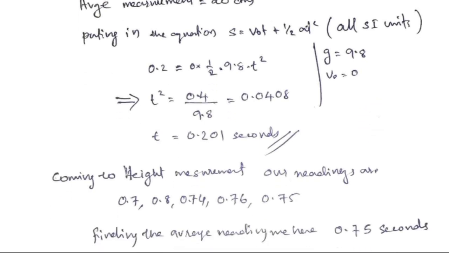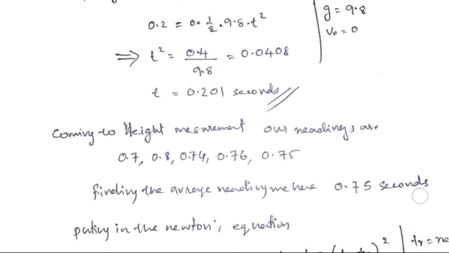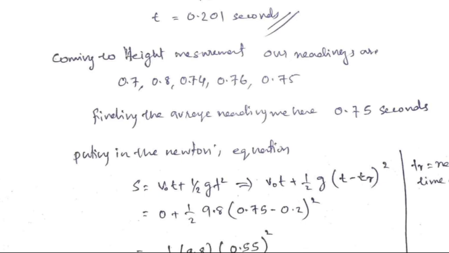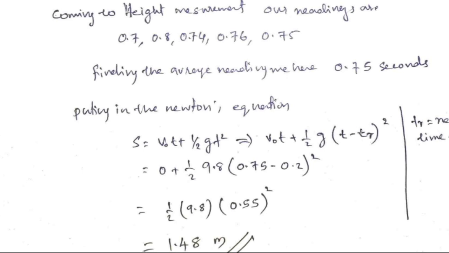So coming to the next measurement, our readings are 0.7, 0.8, 0.74, 0.76, and 0.75 seconds. Sorry, seconds. These are the data from the second experiment, that is finding the height. So we are finding the average. We will have 0.75 seconds. Putting it in Newton's equation, we will have s equal to v0 t plus half g t square. Then we are subtracting the reaction time term, that is 0.2 seconds that we have found previously. In this equation, we are just reducing the t term.